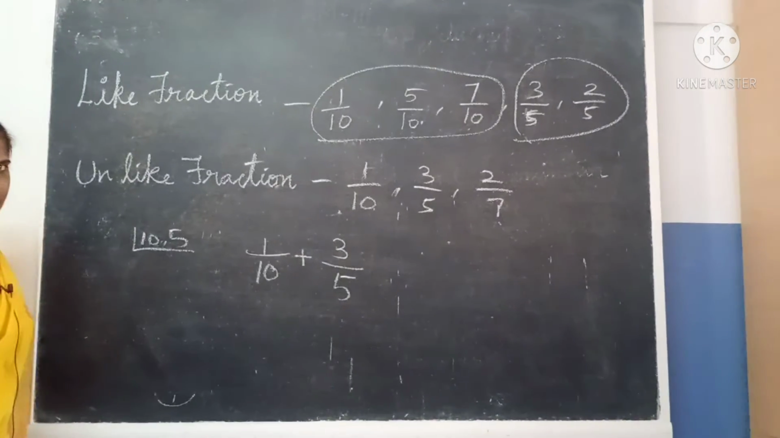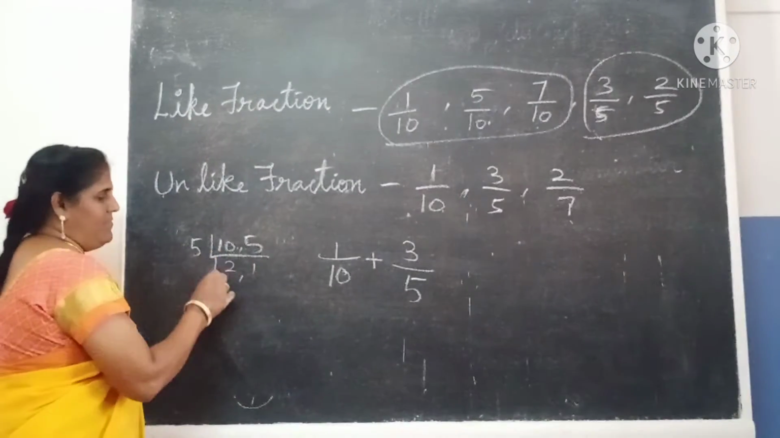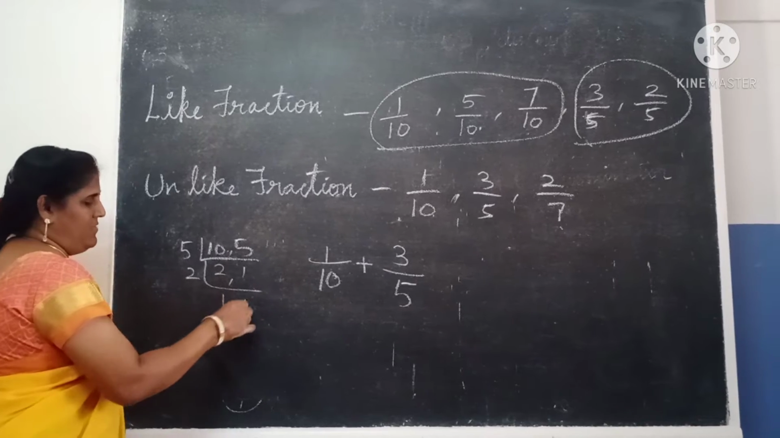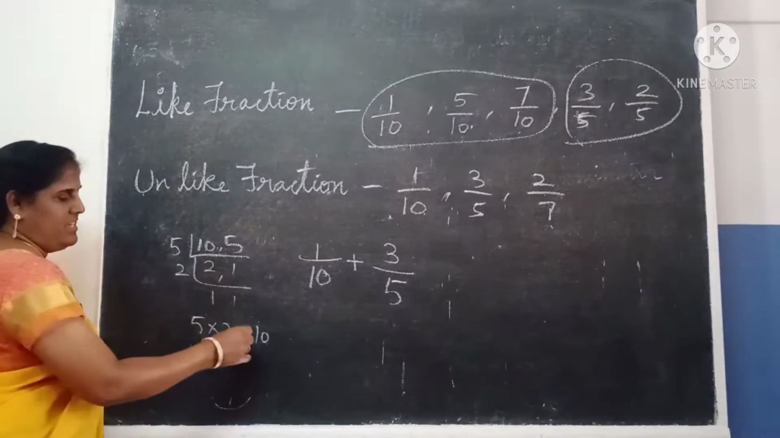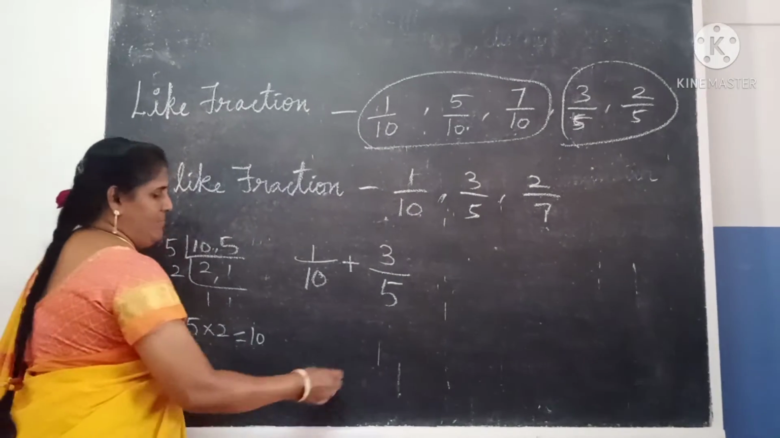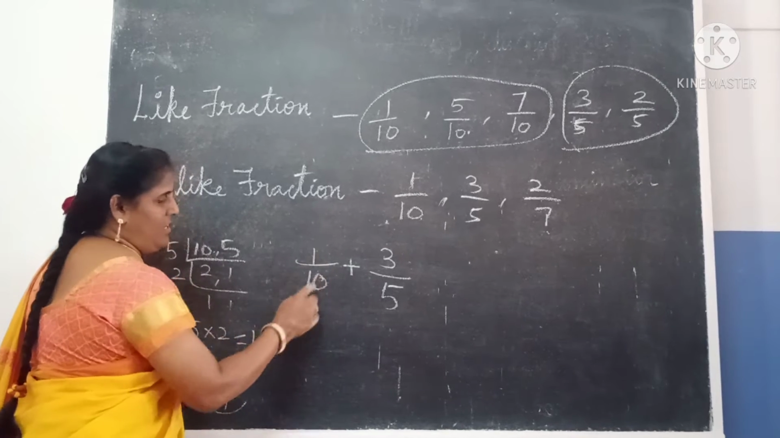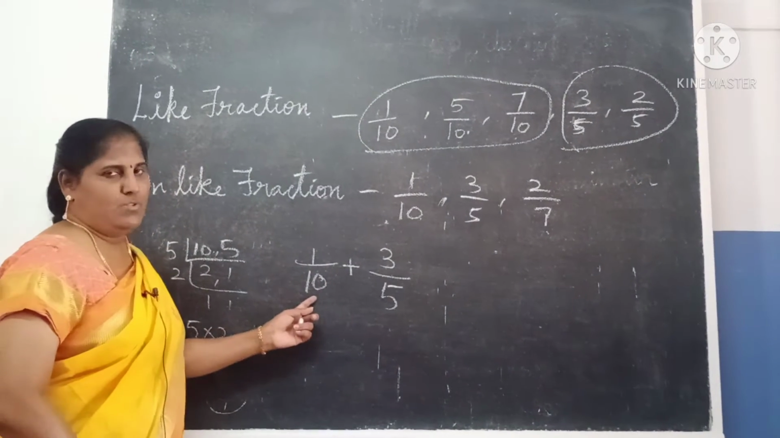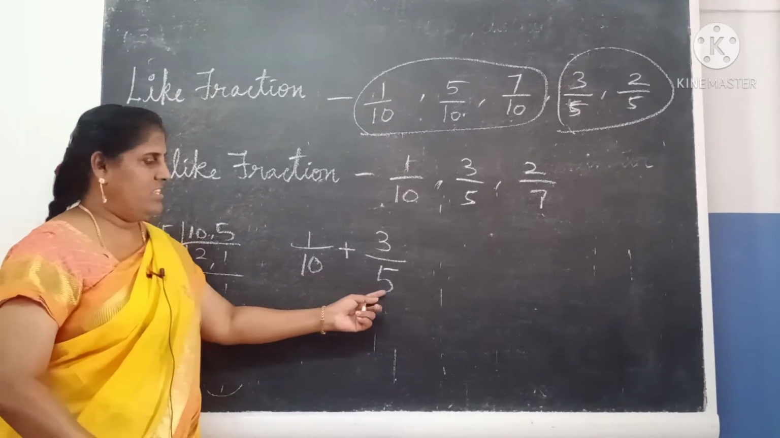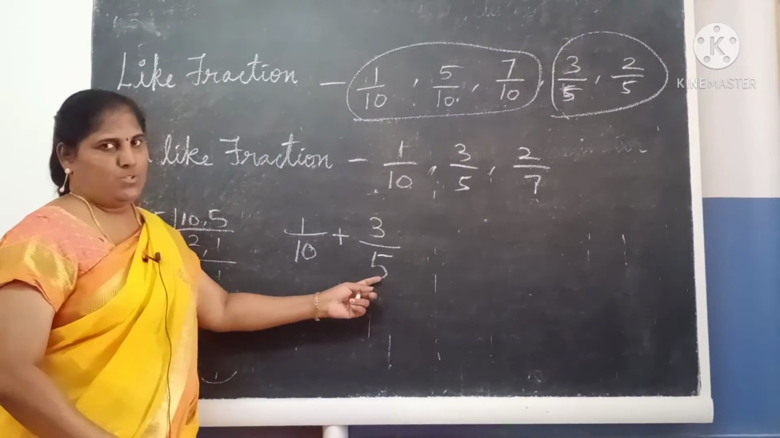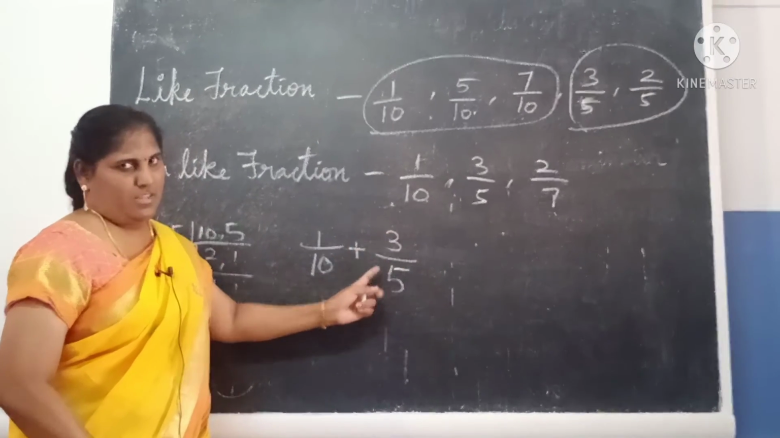First you have to take the LCM for 10 and 5. It comes in the 5 table, 2 times and 1 time. Again 2 table 1 time. So 5 2s are 10. So what is the LCM for 10 and 5? 10. So that means 1 by 10 is already there, so we need not change the denominator. But here 5 is given, so we have to change this one only to make it a like fraction.